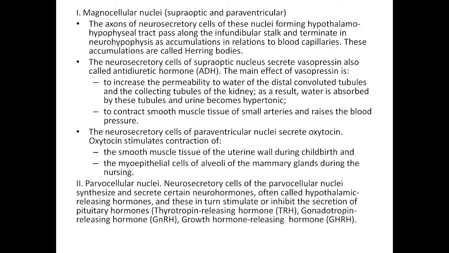Parvocellular nuclei. Neurosecretory cells of the parvocellular nuclei synthesize and secrete certain neurohormones, often called hypothalamic releasing hormones, and these in turn stimulate or inhibit the secretion of the pituitary hormones: thyrotropic releasing hormone, gonadotropin releasing hormone, growth hormone releasing hormone.